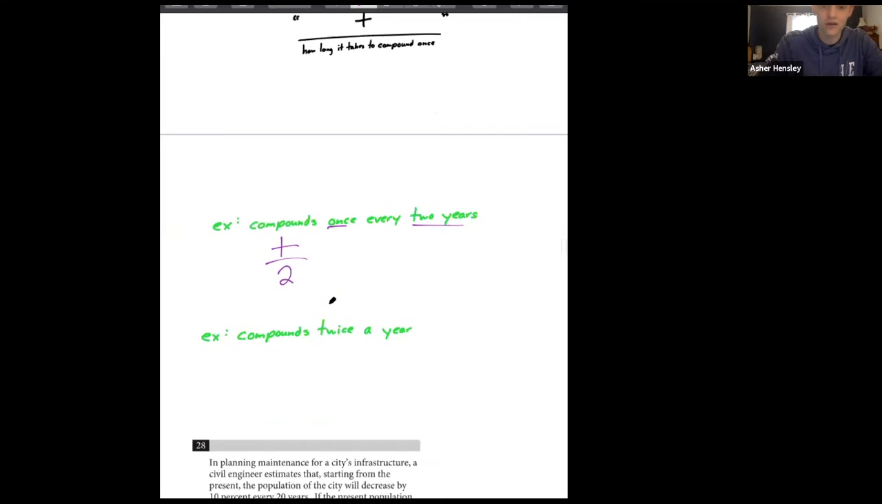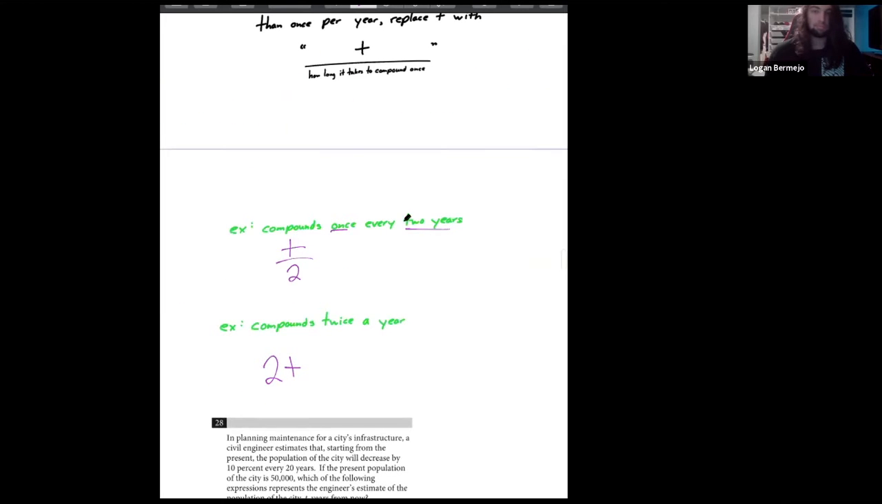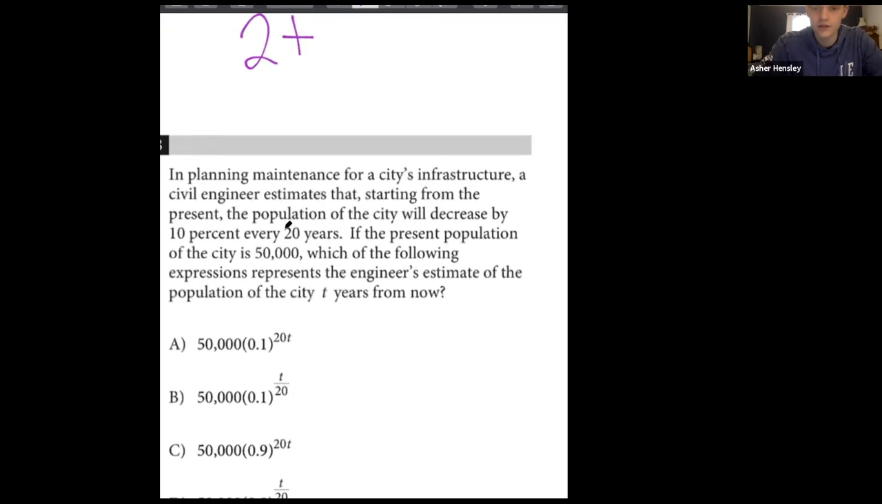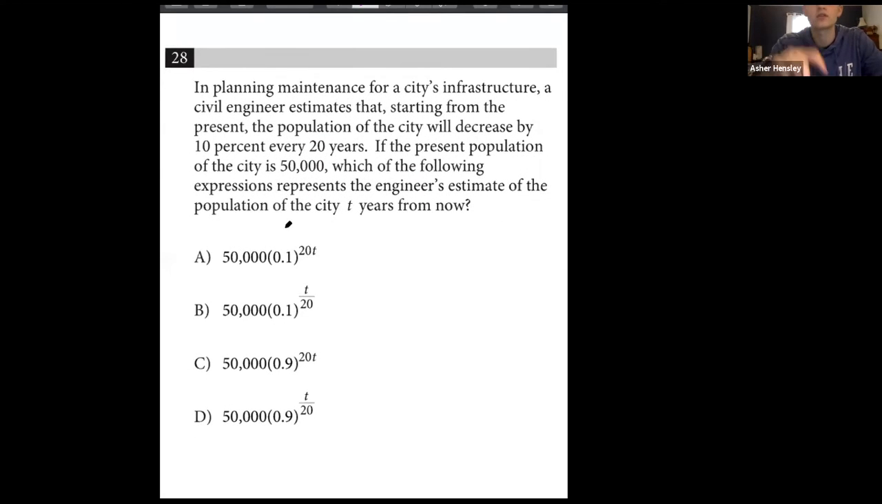Perfect. Now, Logan, if it compounds twice a year, what's going to happen? If it compounds twice a year, then that would be 2. Nice. Perfect. That's going to be 2t because it happens twice. And then if it's once every 2 years, it's t divided by 2. So over here, I'm just going to let y'all take a second, look at this, figure out your own answer, and then I want you guys to private message me your answer in the chat.